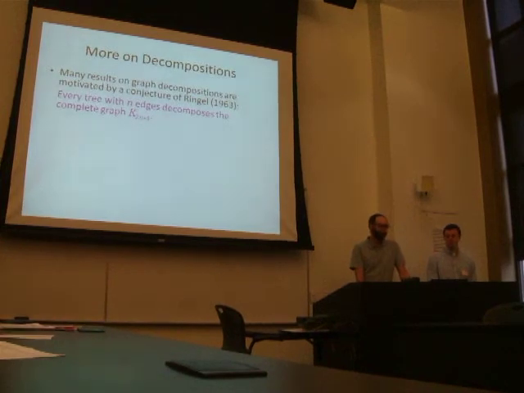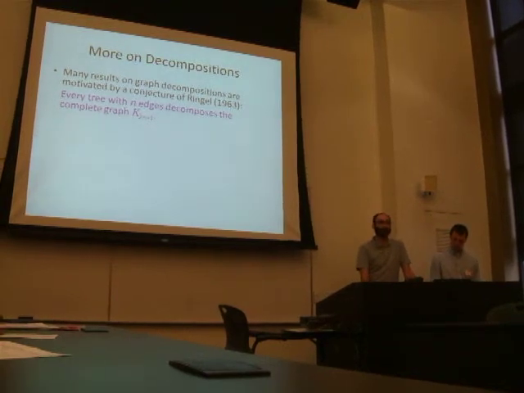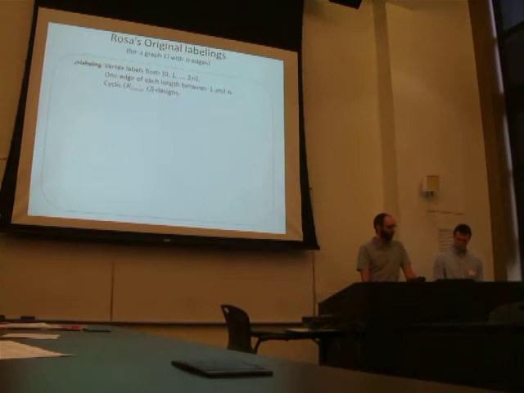A lot of the results on graph decompositions come from a conjecture of Ringel, which says that every tree with n edges decomposes the complete graph K2n plus 1. If you'd like to be famous, maybe somebody can answer that conjecture, either in the positive or the negative. Alex Rosa came up with some labelings to help him attack that conjecture.